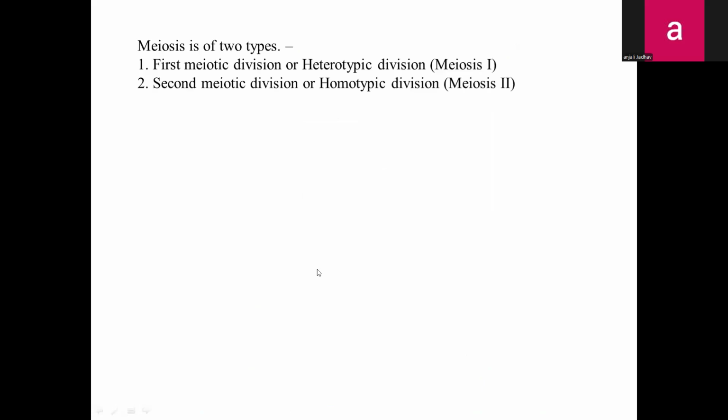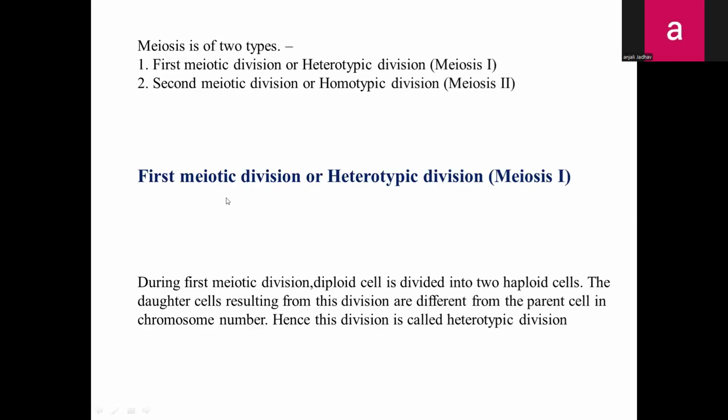Meiosis is of two types. First meiotic division or heterotypic division. Second meiotic division or homotypic division. The first meiotic division or heterotypic division. Hetero मतलब different. अभी ये different क्या है हम लोग देखते हैं. During first meiotic division, diploid cell is divided into two haploid cells. The daughter cells resulting from this division are different from the parent cell in chromosome number. Hence, this division is called heterotypic division.